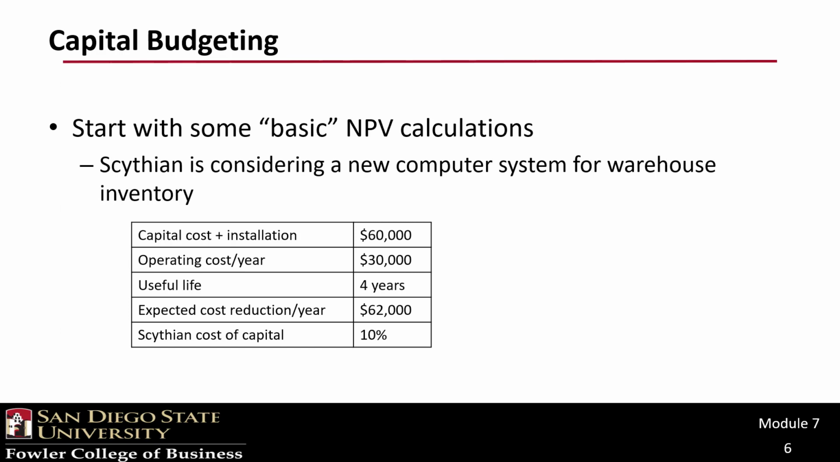Okay, so we're going to start with some basic net present value calculations, and I put basic in air quotes because they're not going to feel so basic by the time we're done. So Scythian is considering a new computer system for its warehouse inventory. The cost, including installation, is $60,000. And then the operating costs per year are $30,000. It has a 4-year useful life, and it's expected to reduce cost by $62,000 a year. And Scythian's cost of capital, which I'm just providing to you, is 10%.